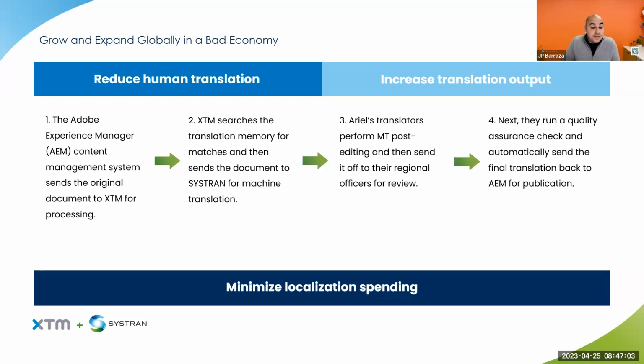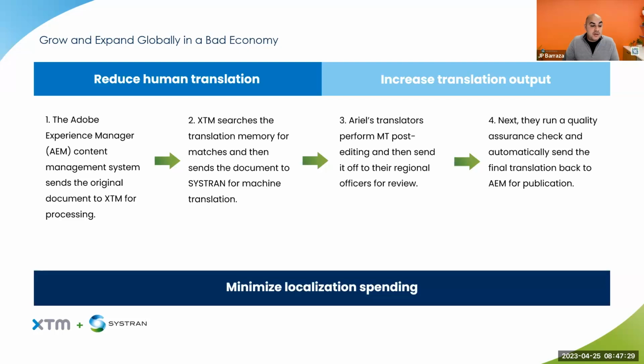And as you can see here, this is a workflow in terms of reducing their human translation, the things that they did, and minimizing their localization spend, but also improving their productivity, right? So they could do more content with the same amount of resources because the system is producing better output. They can go into additional languages for the same localization spend because they're leveraging their technology stack in a better way.